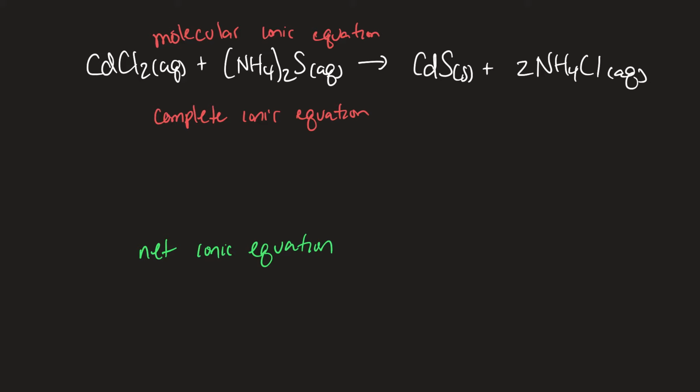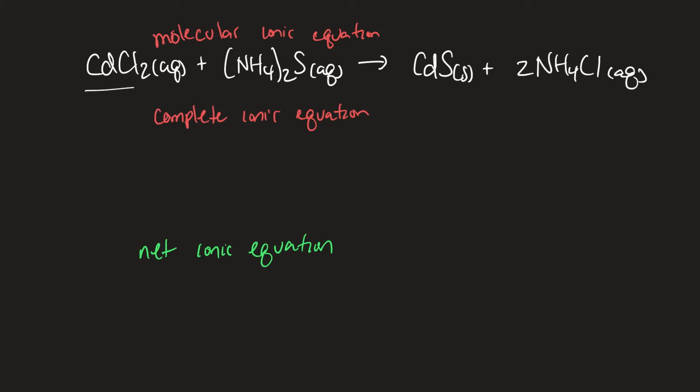Here's a chemical equation where we have cadmium chloride reacting with ammonium sulfide to produce solid cadmium sulfide and aqueous ammonium chloride. From this molecular equation, we're going to write the complete ionic equation. Remember, we write the ions how they really exist, so we take all the aqueous compounds and break them up into their respective ions. If it's a solid, liquid, or gas, we just leave it as is.